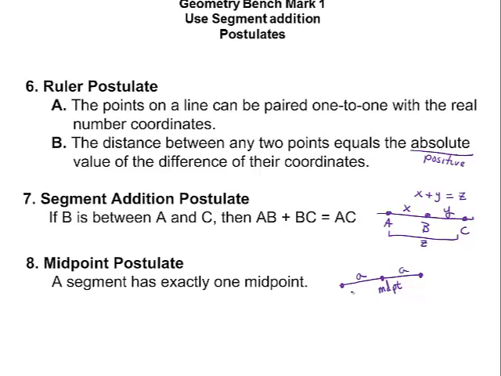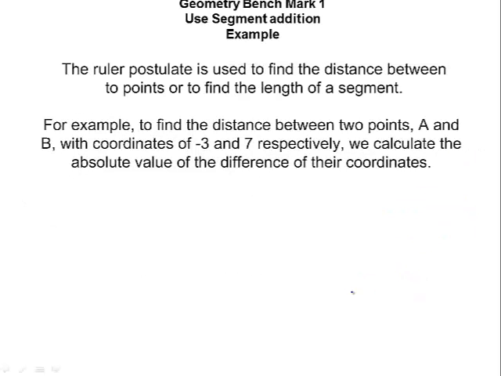Okay, so the ruler postulate tells us that the distance between any two points is the absolute value of the difference. Basically, if I tell you to find the distance between any two numbers, do the greatest minus the least. So 7 is bigger than -3. So instead of doing -3 minus 7, if you do 7 minus -3, you don't ever have to worry about the absolute value part of it. It's just always going to be positive that way.